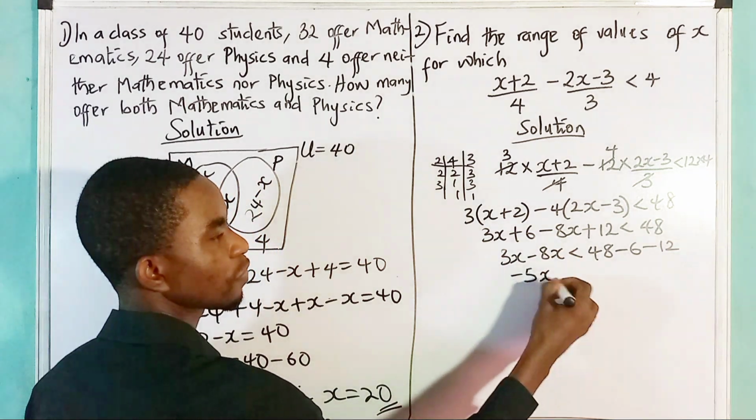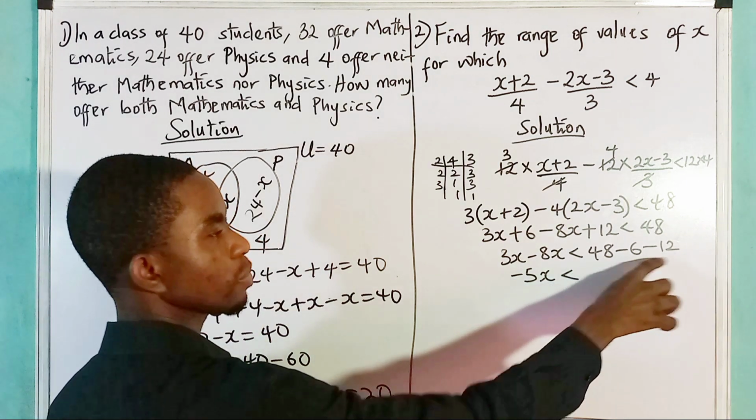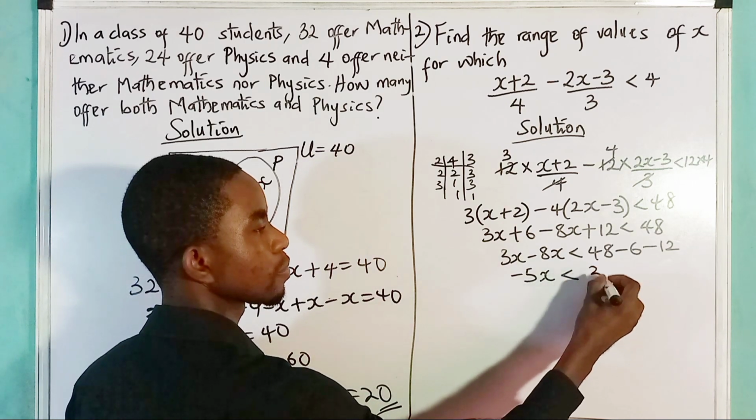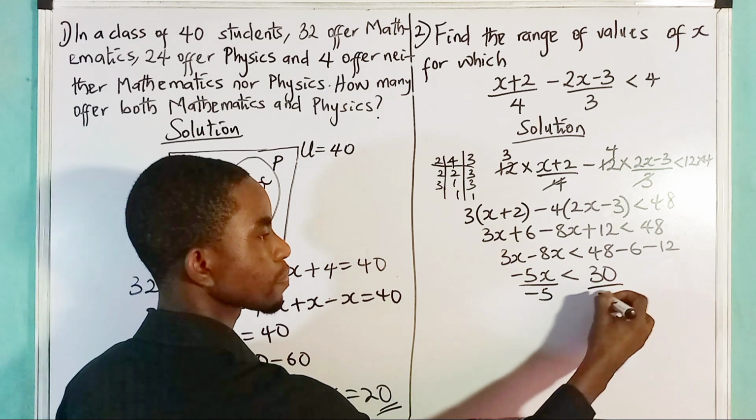3 minus 8 is minus 5. X less than 48 minus 6 minus 12. Minus 6 minus 12 is minus 18. So 48 minus 18, that's 30. 30. So we are dividing both sides by minus 5.